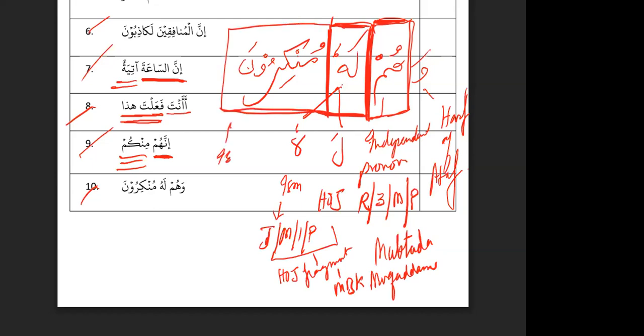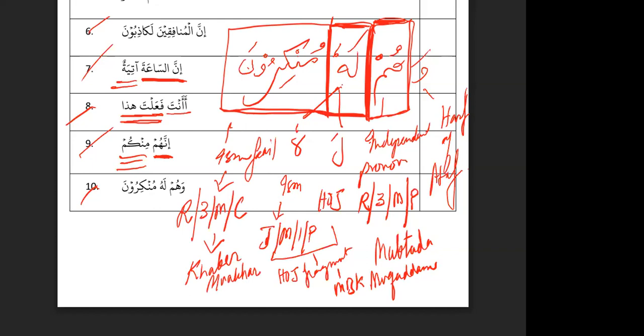Exactly. And what is munkirun? Munkirun is an ism. And what type of ism is it? Isme fail. Yes. Excellent. Isme fail. Analyze it, please. Rafa, 3 M common. Excellent. And what will it be? Khabar, information. Khabar muakhar. Yes. Okay. Wahum lahu munkirun. And they are for him munkirun, ones who deny or ones who reject. Okay. So hum is mubtada, 1 line. Lahu is 3 lines and munkirun is 2 lines.